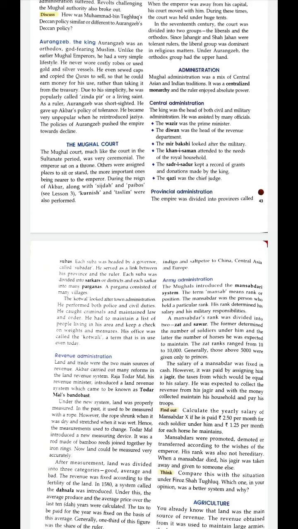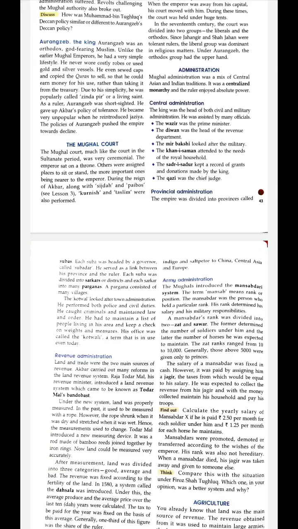Now in the Delhi Sultanate, we have studied about Sizda and Paibos, right? Which were performed at the court in front of the king, isn't it? So you all know about Sizda and Paibos. Now, in this Mughal court, apart from Sizda and Paibos, there were Kurnis and Taslim.